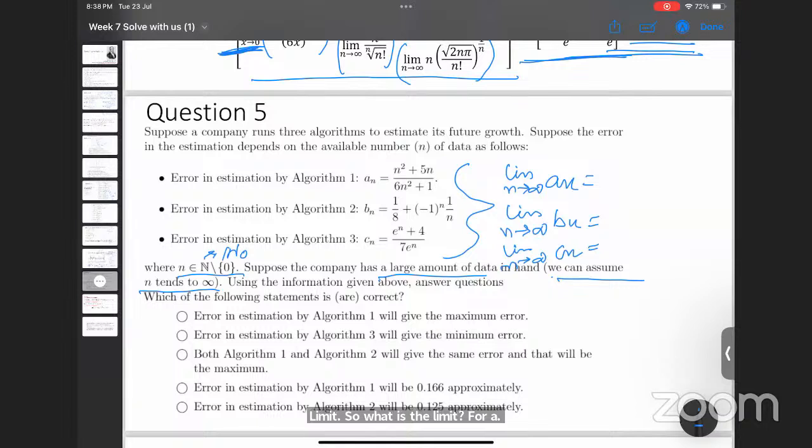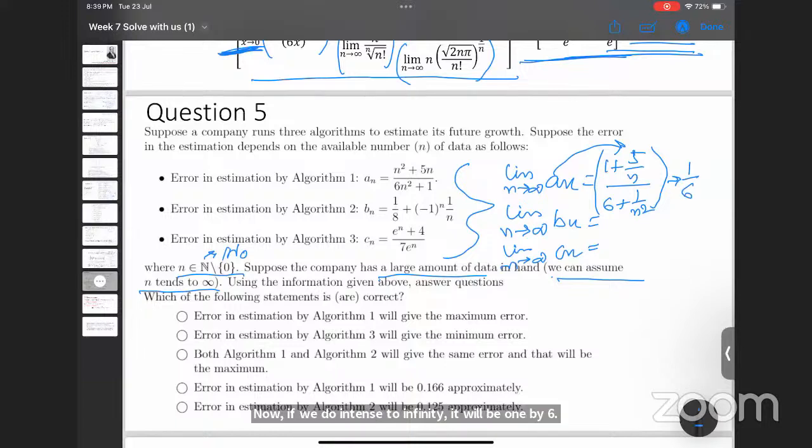We can write this like this: 1 by 6 plus 5 by n by 6 plus 1 by n square, right? If we just divide by n square, then we will get this term. Now if we do n tends to infinity, it will be 1 by 6, right? And what is the value in decimal? 0.166.